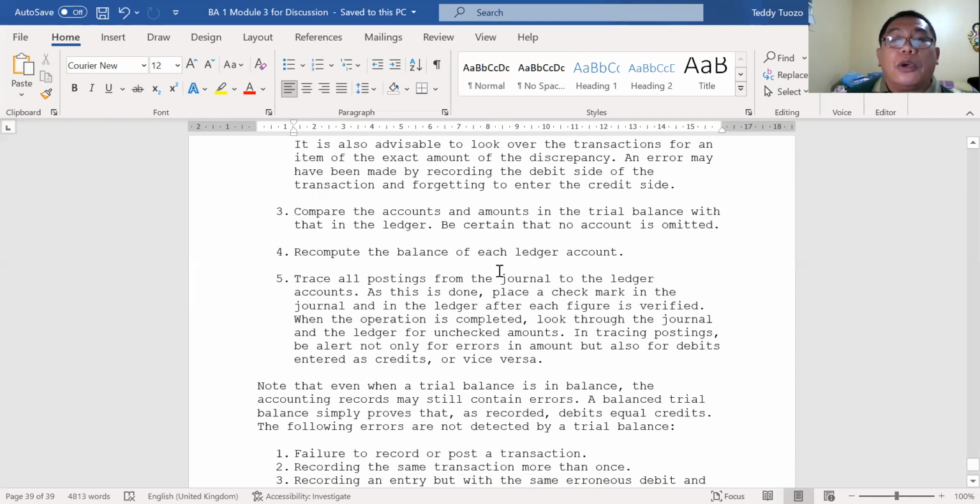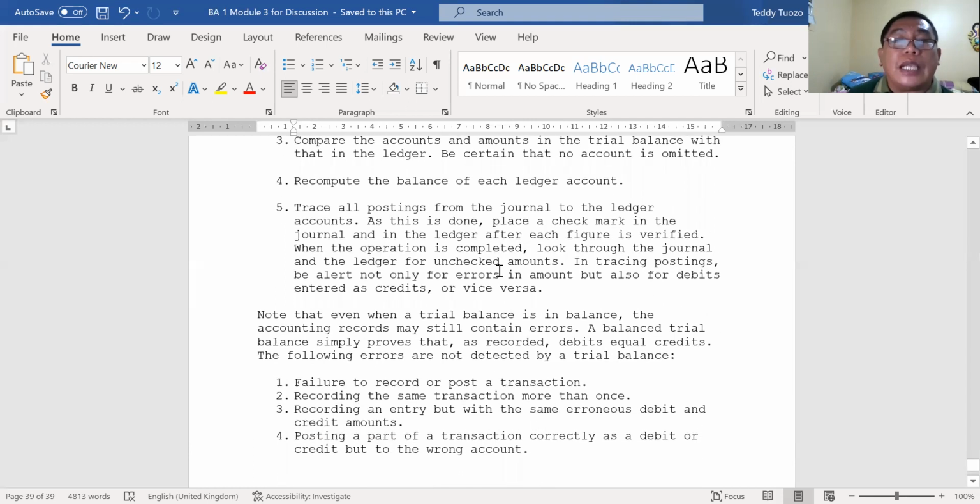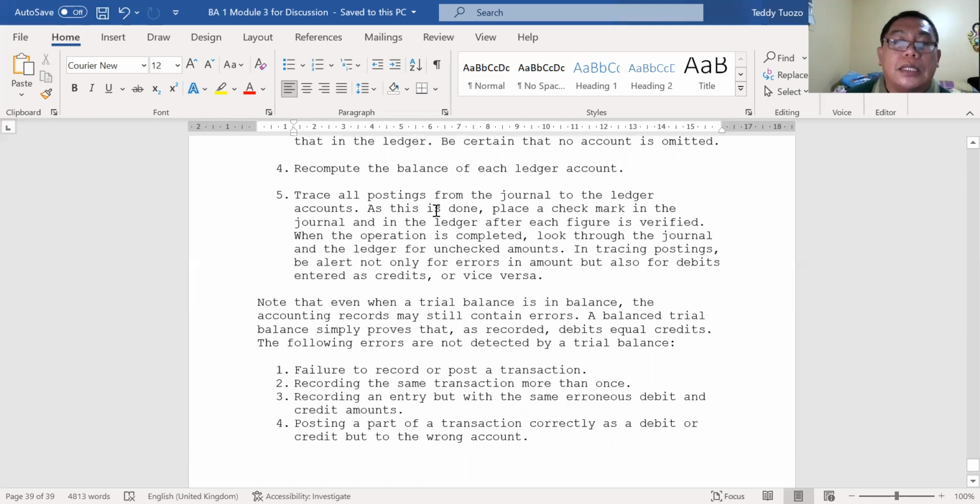Number 4, recompute the balance of each ledger account. True. Balik sa proseso, recompute the balance of the ledger. Kaya basin daon dito nimo na sa job. Then, number 5, trace all postings kung waya dili gihapon. So, from 1 to 4, balik kita sa ato journal entry sa posting nato sa ledger. So, balikon isa-isa. Okay? Anak siya. Tedious, no? When there is an error in the trial balance.